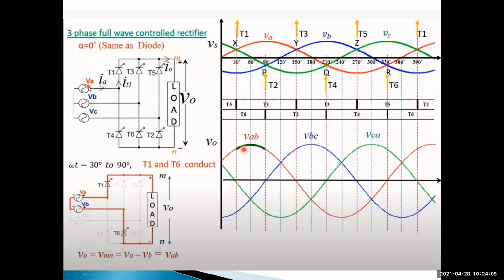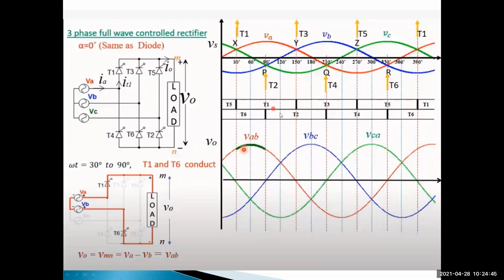That means VA minus VB. What are the line voltages? VA minus VB. So for this duration, alpha equal to 0, that means 30 degrees to 90 degrees, T1 and T6 are forward biased. Because of that, the output voltage becomes VAB, the line voltage across the load. So we get the output voltage in this manner for this duration, T1 and T6.